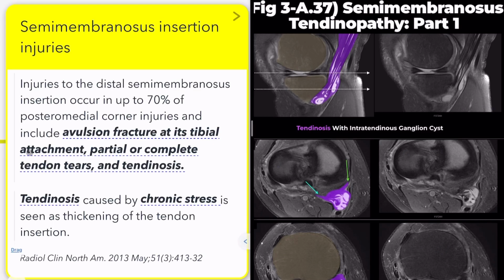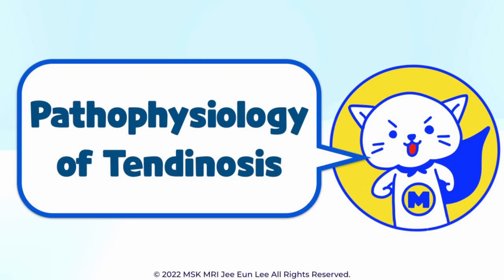Semimembranosus insertion injuries. Injuries at the distal semimembranosus insertion are observed in up to 70% of posteromedial corner injuries. These can range from avulsion fractures at its tibial attachment to partial or complete tendon tears, as well as tendinosis.